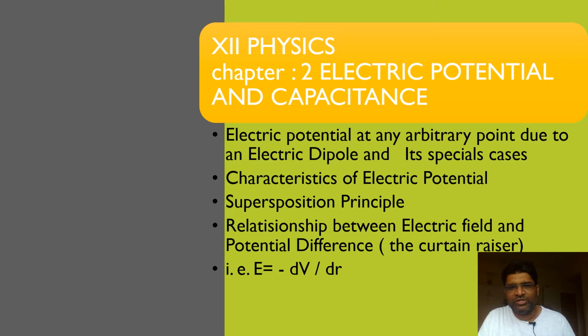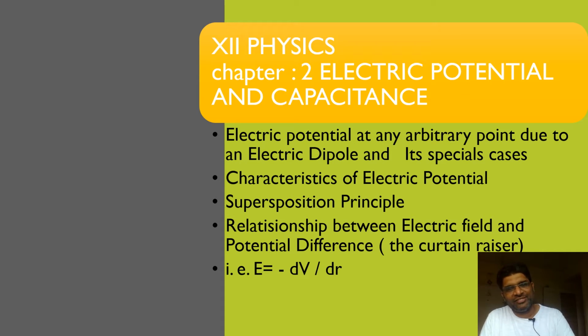Potential at two different positions, its special cases, equatorial position, axial position, but we won't derive those two. We will only derive it for the arbitrary case, and its special cases will cover both the positions. Then characteristics of electric potential. Then the superposition principle, relationship between electric field and potential difference.